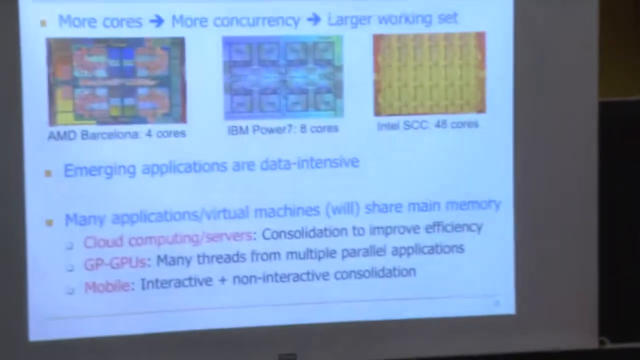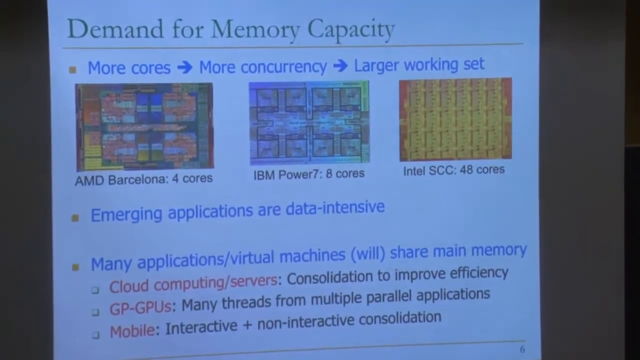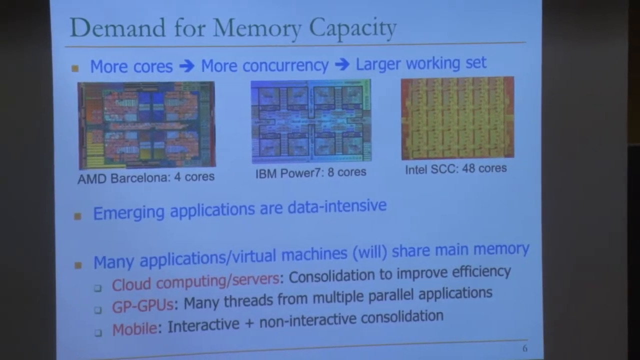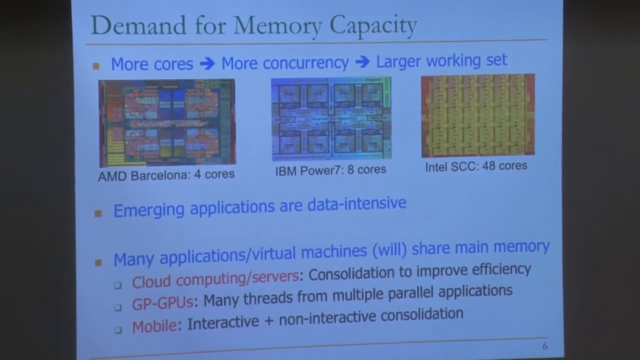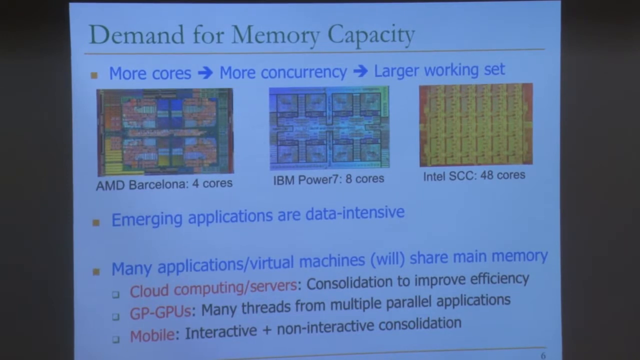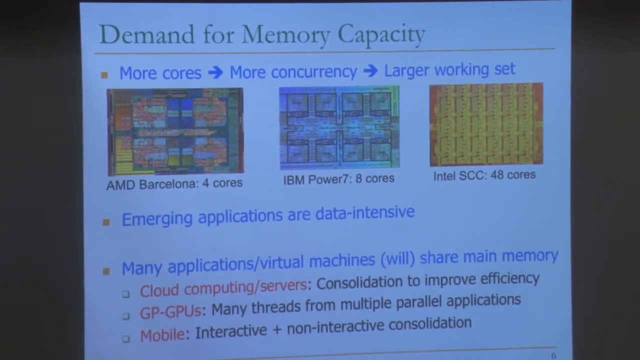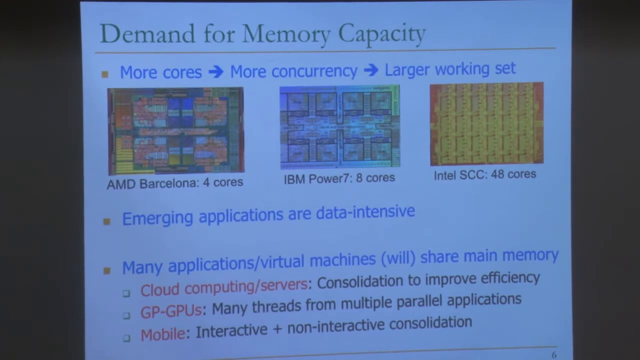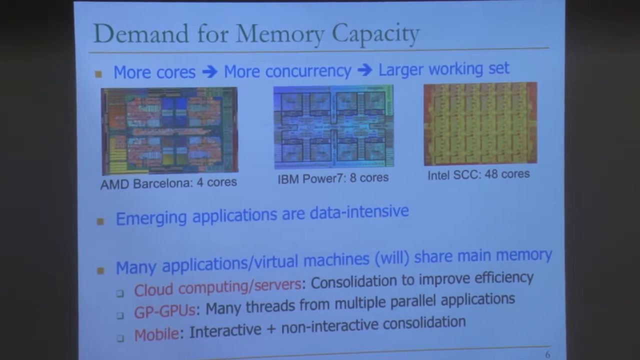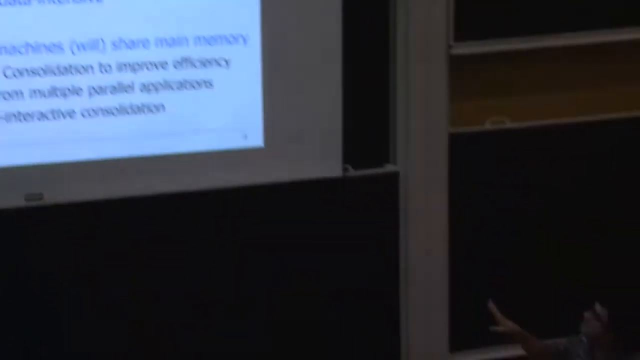So why is memory capacity in such high demand? Well, I alluded to this earlier, but as we've been talking about, we're starting to see more and more cores on each chip. And we're seeing more and more concurrency among the threads that are running on these cores. And in addition, larger working sets that these threads are accessing. Remember we talked about working sets? It's all of the data that you touch within a certain amount of time. So we're starting to see all of these three trends.